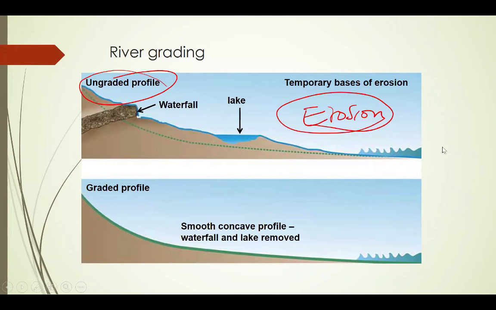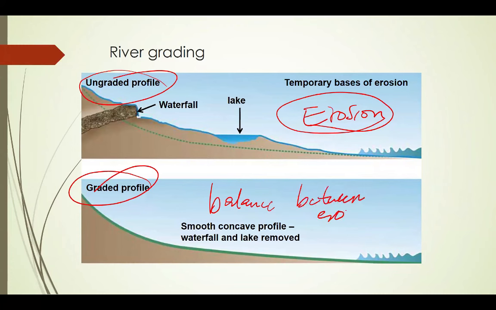But this one is a graded profile, which means there is a balance between erosion and deposition. So in a gradient profile, we say this is in equilibrium. There is no dominant process.